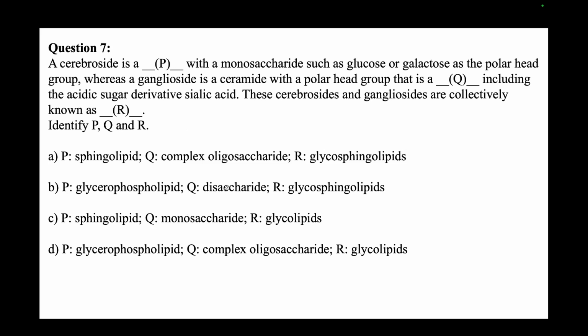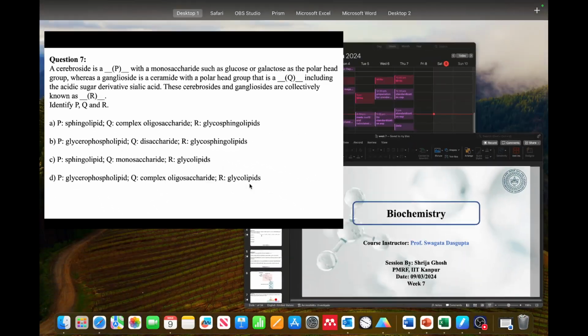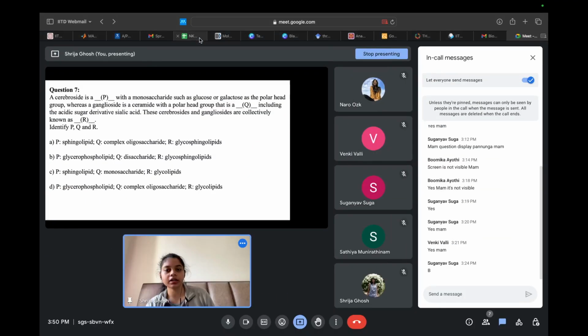So let's see the options. Option A says P is sphingolipid, Q is complex oligosaccharides and R is glycosphingolipids. Option B says P is glycerophospholipid, Q is disaccharide and R is glycosphingolipids. Option C says P is sphingolipid, Q is monosaccharide and R is glycolipids. And option D says P is glycerophospholipid, Q is complex oligosaccharide and R is glycolipid. So what would be the correct answer here?